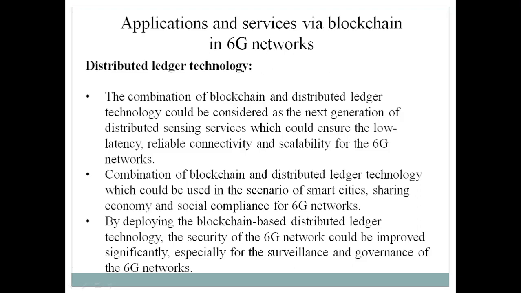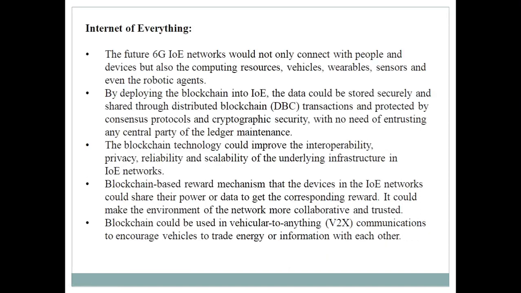Here are some of the applications and services provided via blockchain in 6G network. The first one is distributed ledger technology. The combination of blockchain and distributed ledger technology could be considered the next generation of distributed sensing services, which could ensure low latency, reliable connectivity, and scalability for 6G networks. Also, the combination of these two could be used in the scenarios of smart cities, sharing economy, and social compliance for 6G networks. And by deploying blockchain-based distributed ledger technology, the security of the 6G network could be improved significantly, especially for the surveillance and governance of 6G networks.